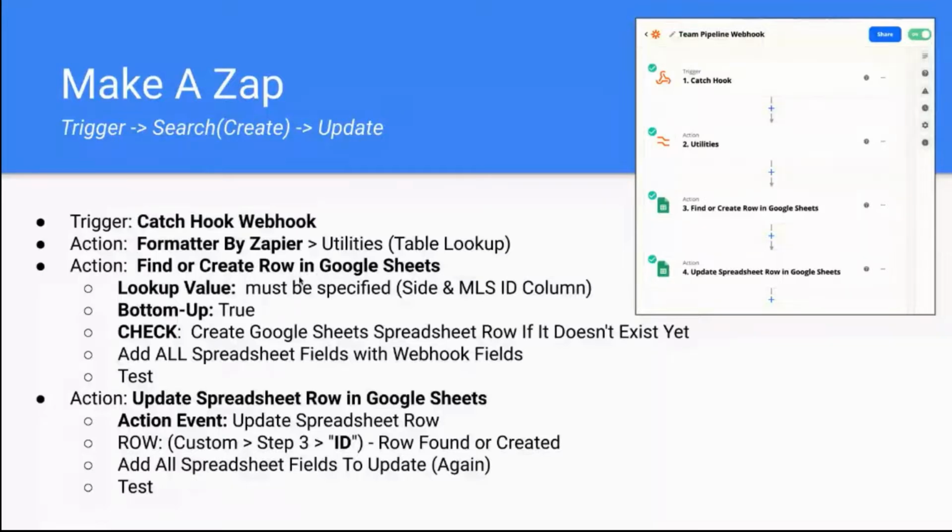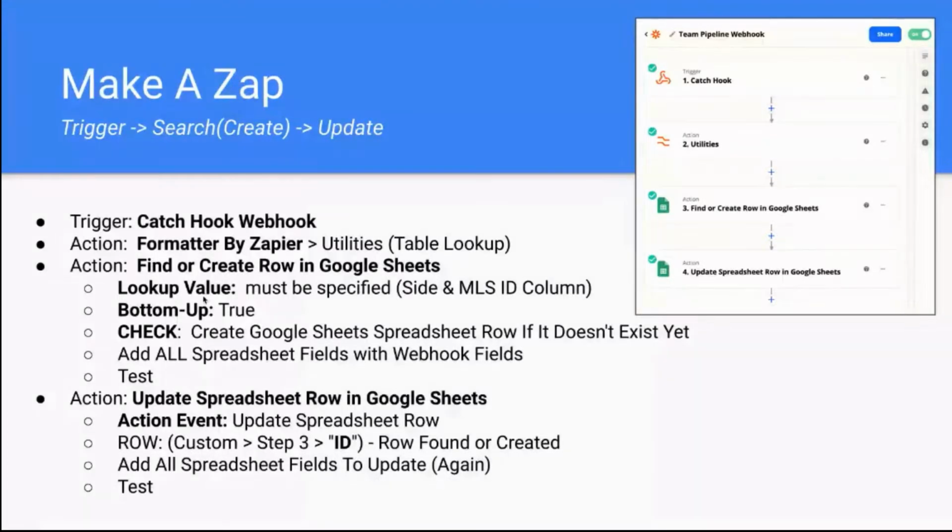I also did an action for find or create a row in Google Sheets. This basically says, whenever I send this data and I want to create a row, if it does not exist, great, but I need to find it if it does exist, I need that row number so I can update some values. And we're going to go through this process.